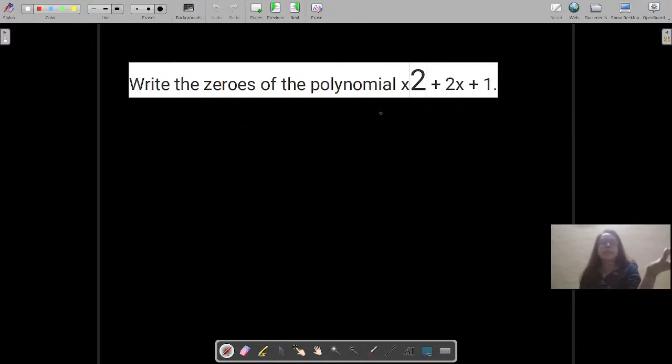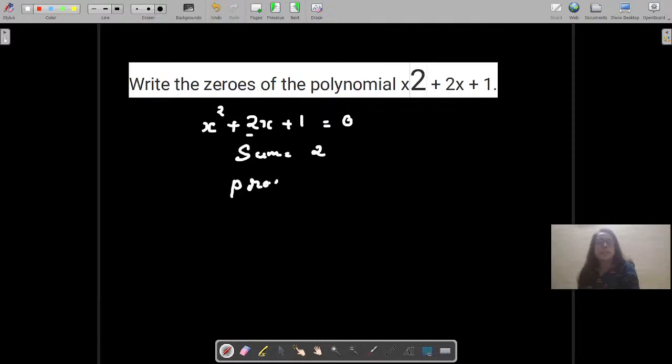Write the zeros of the quadratic polynomial x square plus 2x plus 1. It's not x2, it is x square. Zeros of the polynomial, so x square plus 2x plus 1 is equal to 0. Now, the product is 1 and the sum is 2, where the sum is the coefficient of x. So here the sum is equal to 2 and the product is equal to 1.